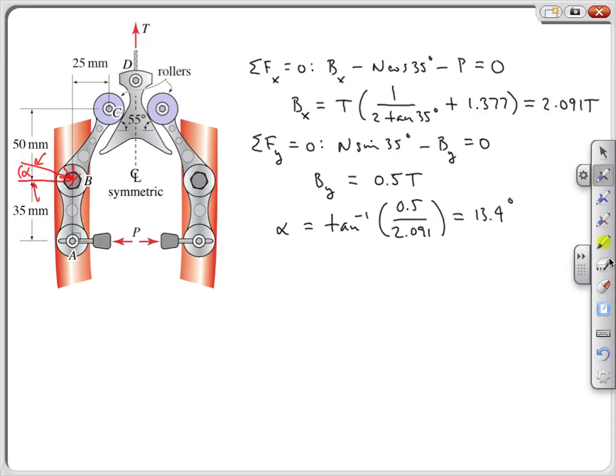So for instance, it will turn out that if we have an excessive force here, the normal force turns out to be excessive, then we're going to end up with a peak bending moment right down here on the side above B.